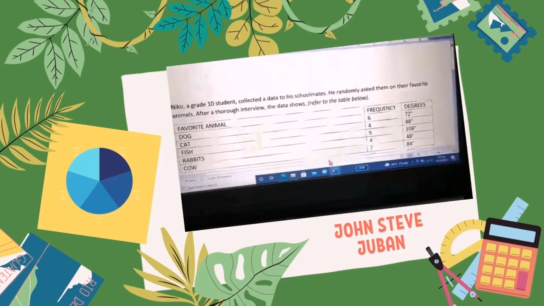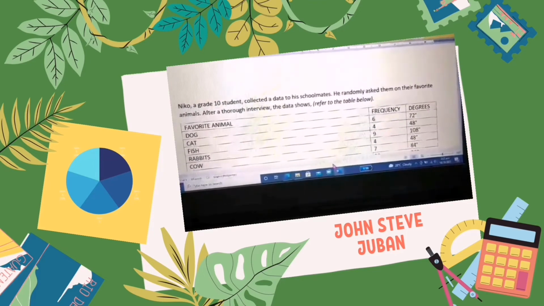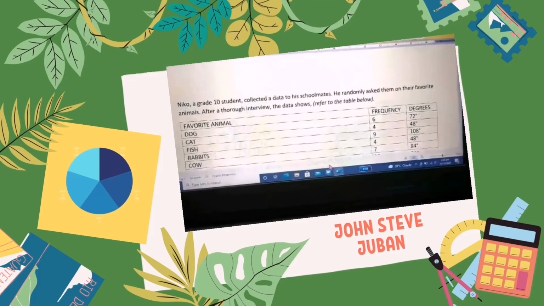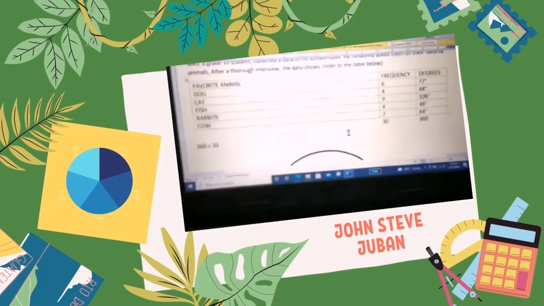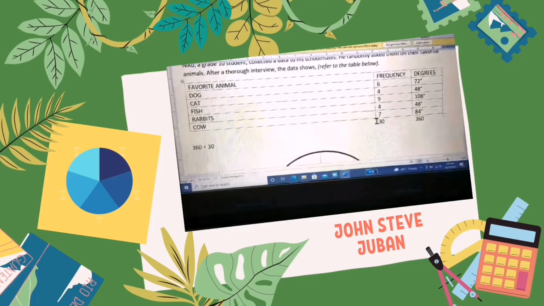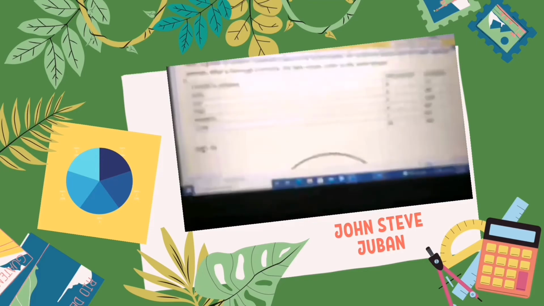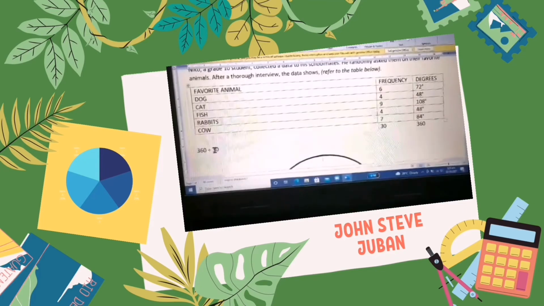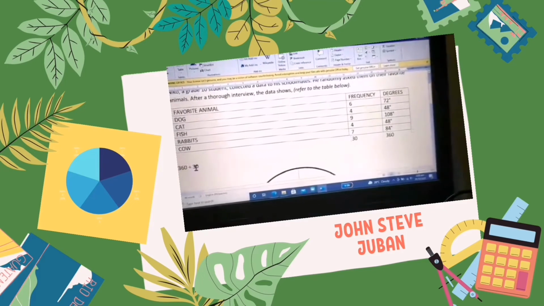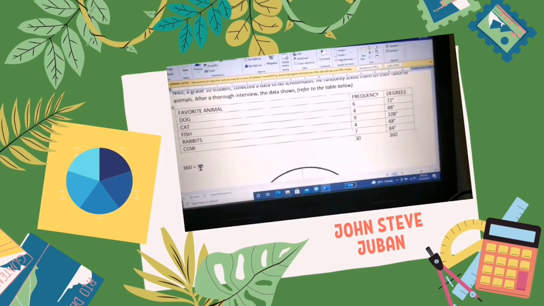The frequency of dog is 6, cat is 4, fish is 9, rabbits is 4, cow is 7. I add them all, and the result is 30. 360 divided by 30 equals 12. So 6 times 12 equals 72 degrees.